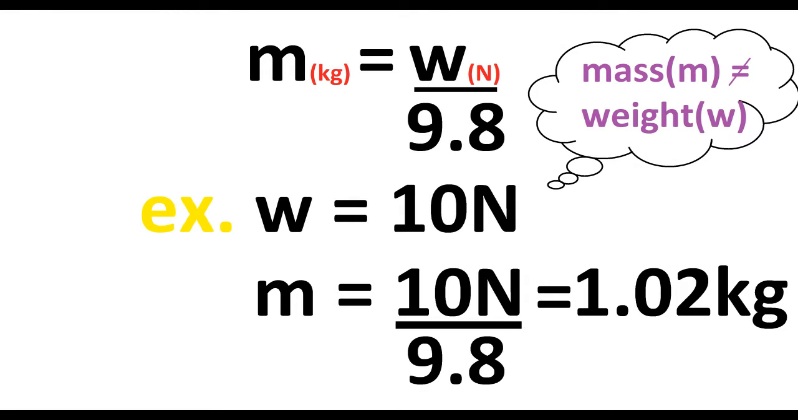Step 3. Keep in mind that weight and mass mean different things in physics. If the weight of an object is given in N, or newtons, then divide it by 9.8 to get the equivalent mass. For example, 10 newton weight is equivalent to 10 divided by 9.8 equals 1.02 kilograms.